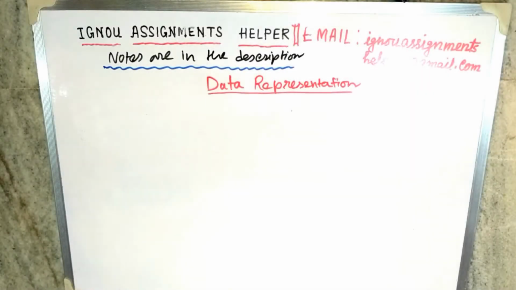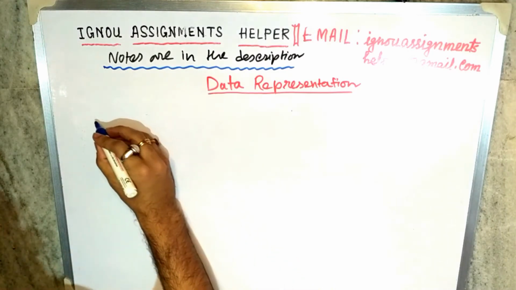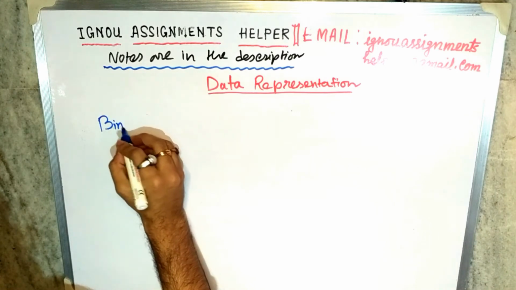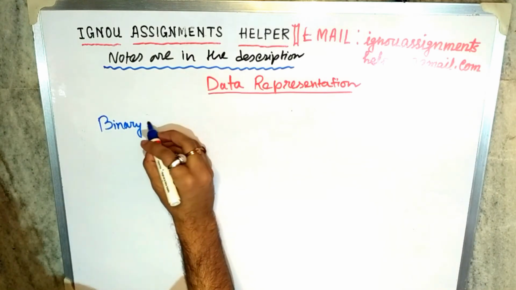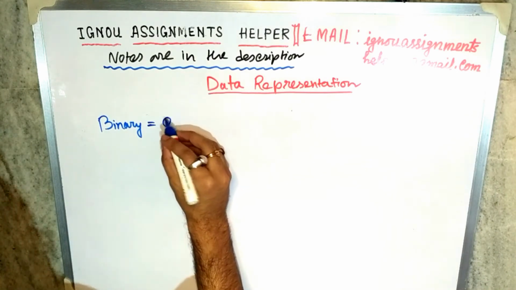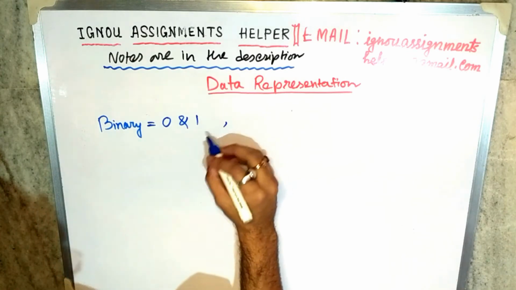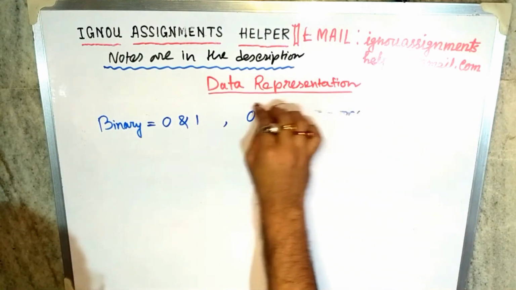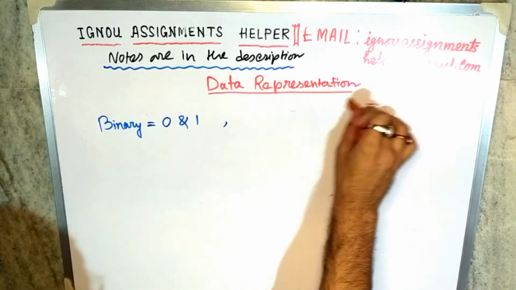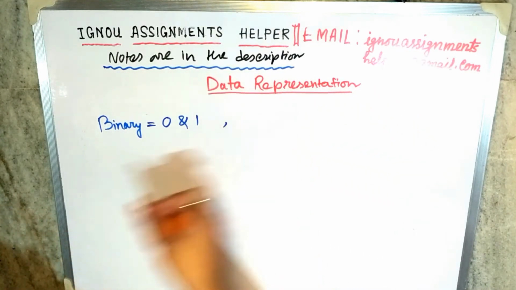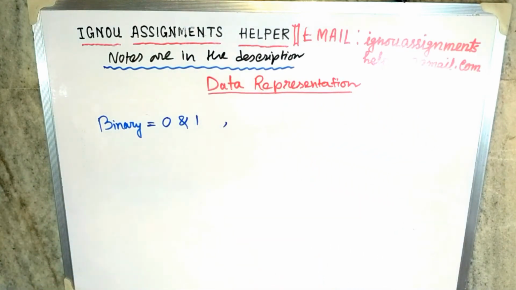So, as I said, today's topic is all about data representation, and in this topic, we'll first learn about 4 types of data in computer language. So, first is binary. A binary number is represented by 0 and 1. The computer actually knows the binary language, and it uses binary language very massively for its representations.